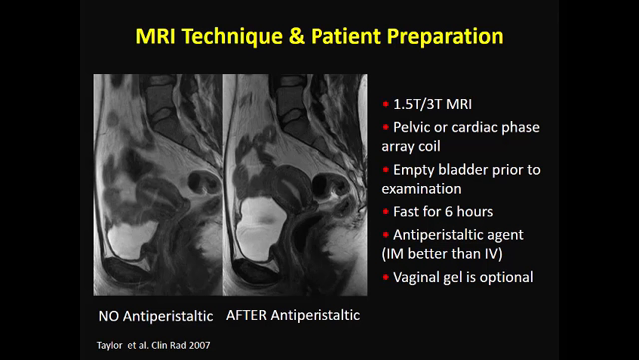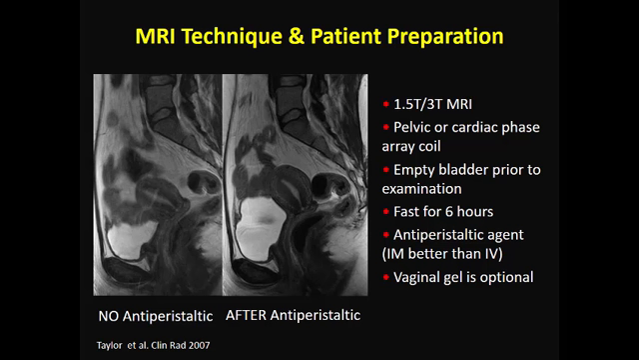Just starting with the technique, we use both 1.5 Tesla and 3 Tesla scanners, either a pelvic or if you have a cardiac phase coil, that's also excellent. We ask the patient to empty their bladder prior to their examination because what you want is a semi-full bladder by the time you start acquiring the images. We used to ask them to fast for 6 hours, but now we give the antiperistaltic agent. In the US, glucagon. In Europe, you can give both glucagon and Buscopan. We don't use any vaginal gel, and that is, in my opinion, optional.